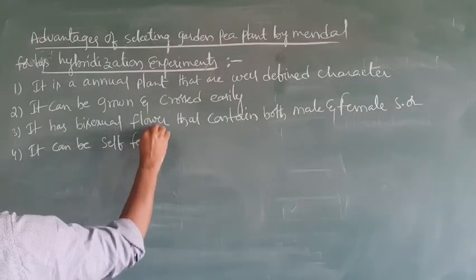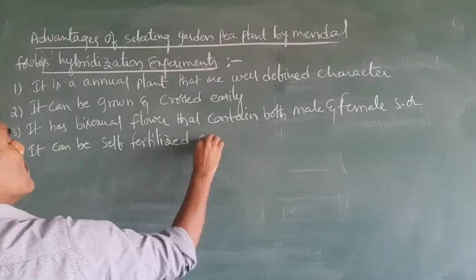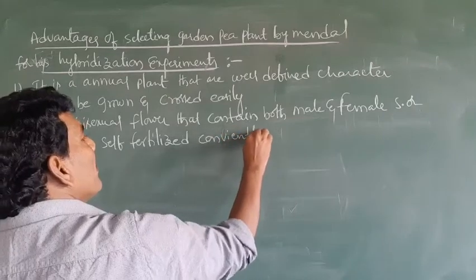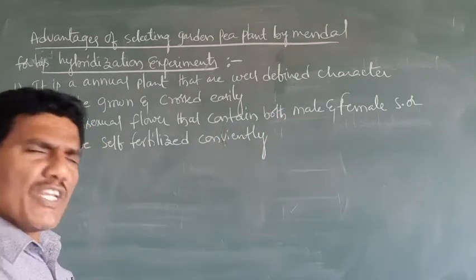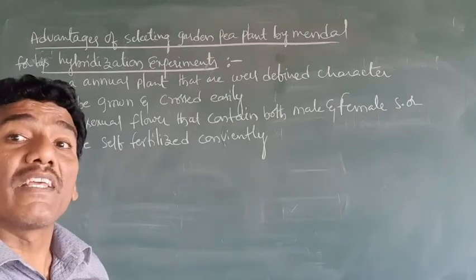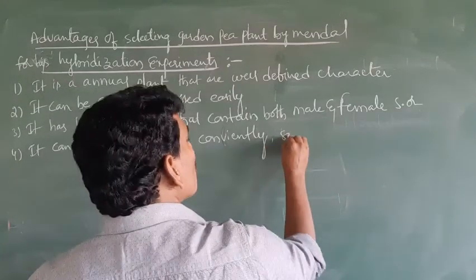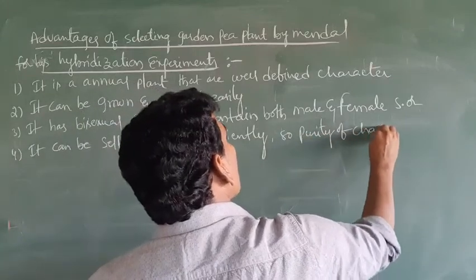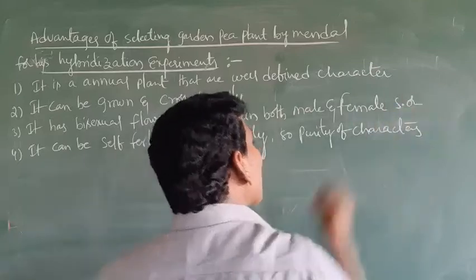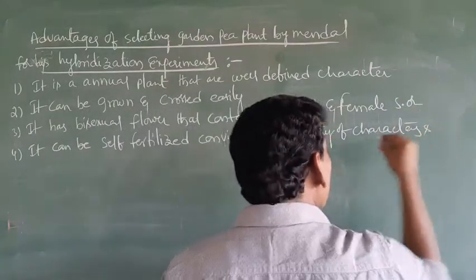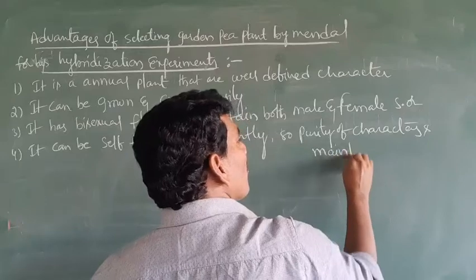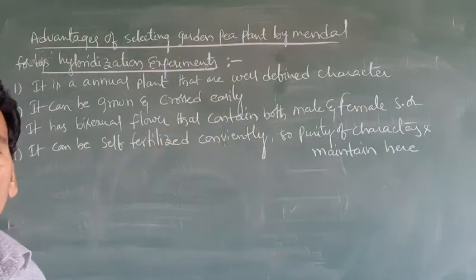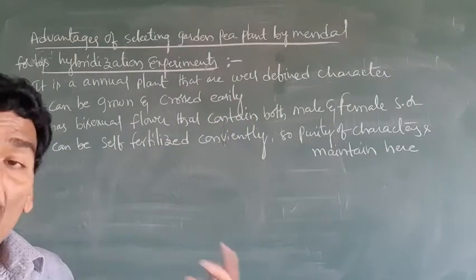Next one, it can be self-fertilized conveniently. It is very easy for self-fertilization purposes. So purity of characters is maintained here. This is also one more point. It is very easy to self-fertilize conveniently.